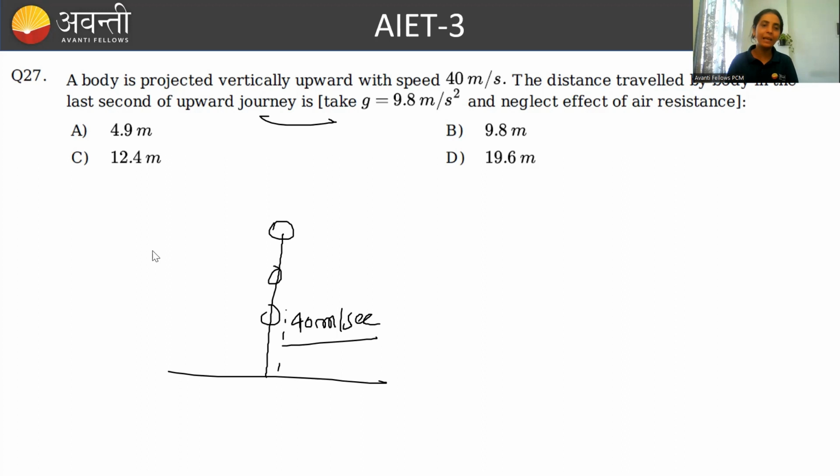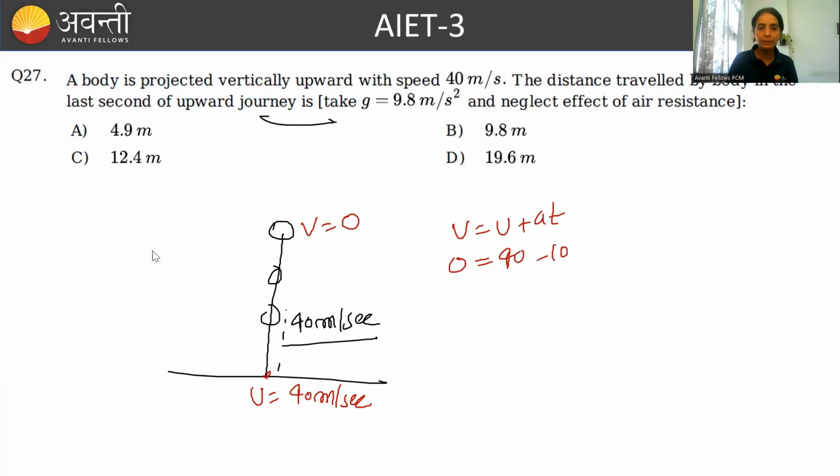So first let's see how many seconds it is going to take to reach the highest point, right? So how much time will it take to reach the highest point? At highest point, velocity will be 0. Here, velocity is how much? 40 meter per second. Then V equal to U plus at. V is 0, U is 40, minus 10 into T. So T is how much? 4 seconds. So 4 seconds time it will take to reach the highest point.